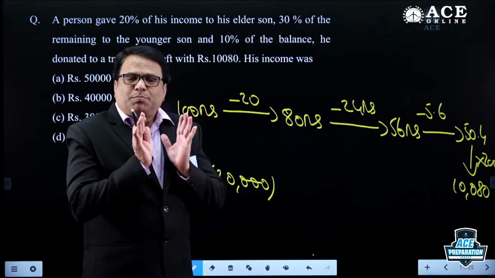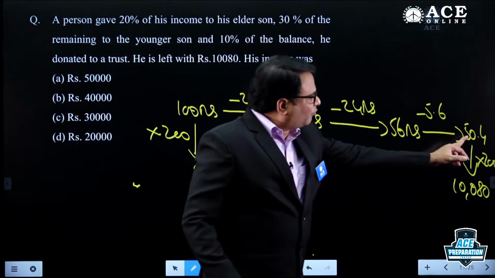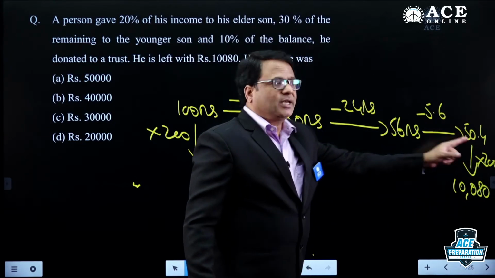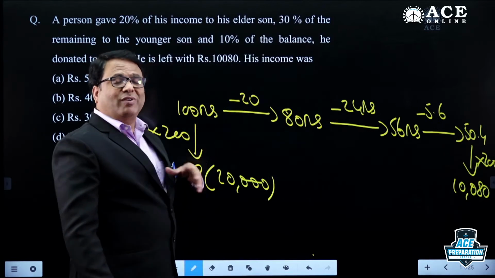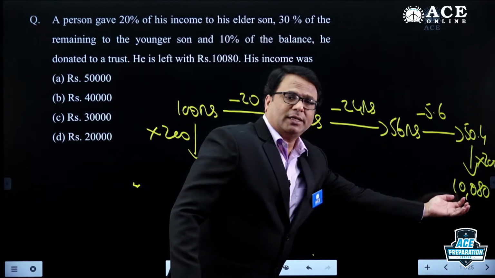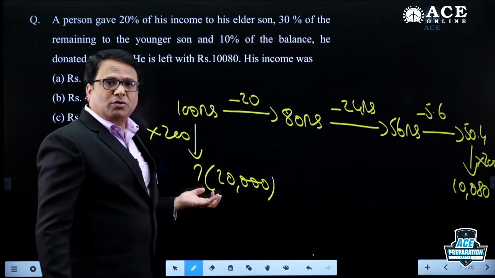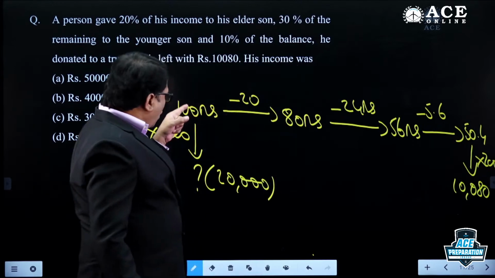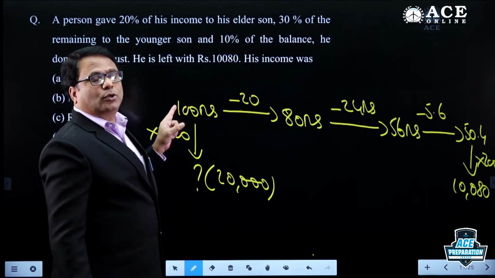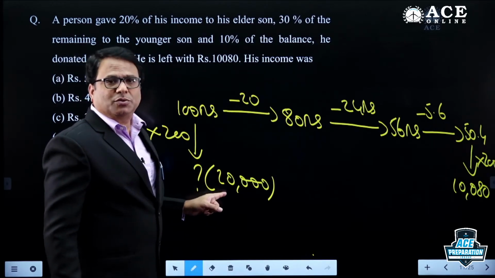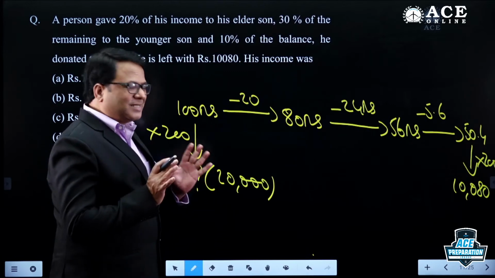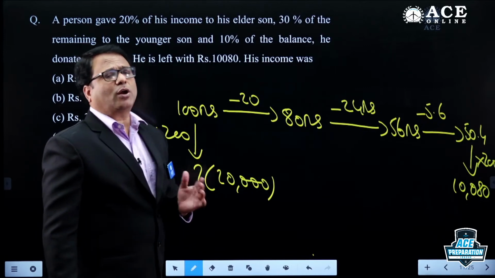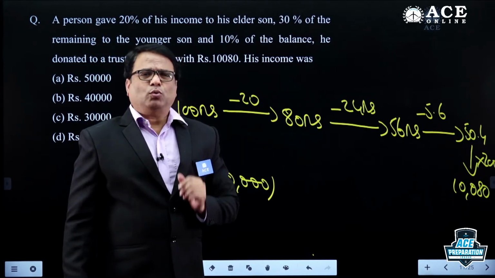According to our assumption, he will be left with 50.4 when his income is 100. So when the money remaining is 10,080, what was his income? That is the question. As this becomes 200 times, this one will also become 200 times, and 200 times 100 is 20,000. So we can say his income is 20,000. And if you wish, I can tell you one more way.